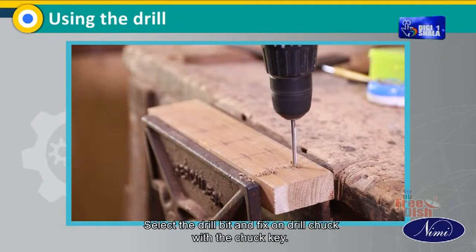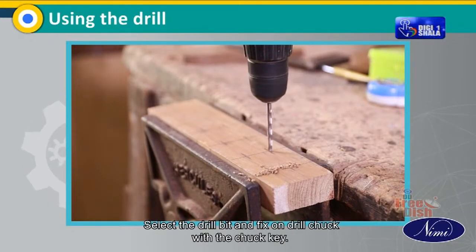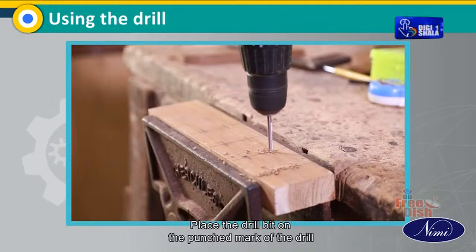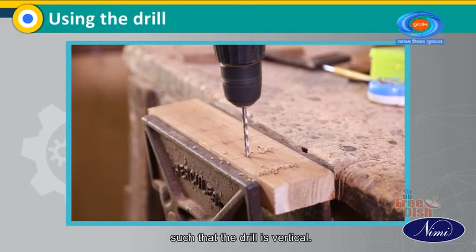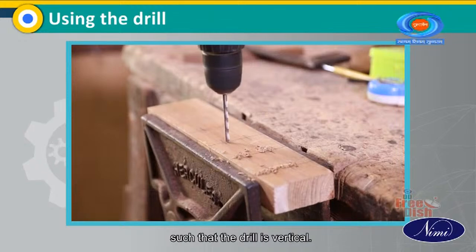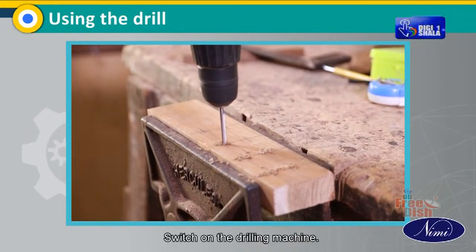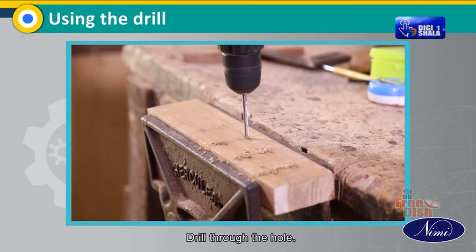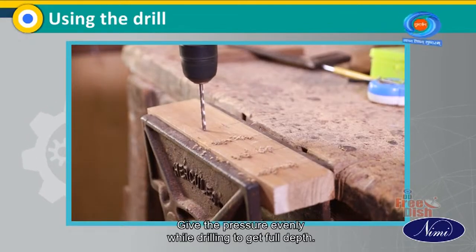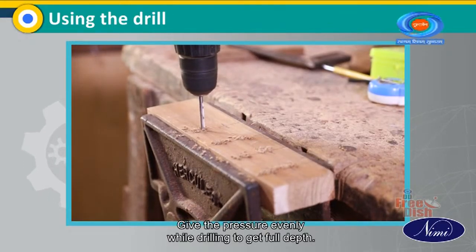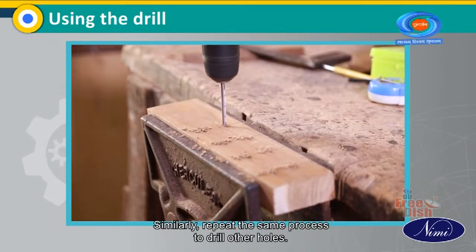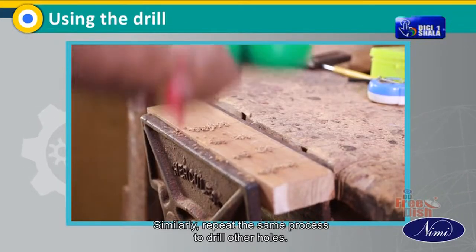Select the drill bit and fix it on the drill chuck with the chuck key. Place the drill bit on the punched mark of the job such that the drill is vertical. Switch on the drilling machine. Drill through the hole. Give the pressure evenly while drilling to get full depth. Similarly, repeat the same process to drill other holes.